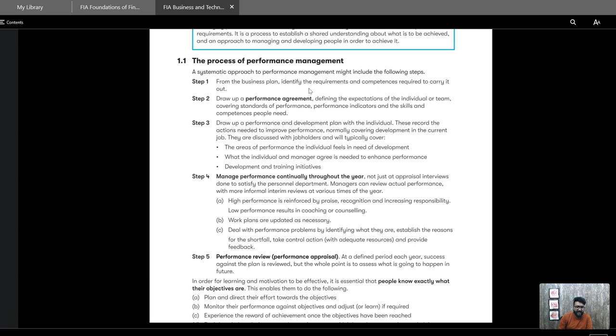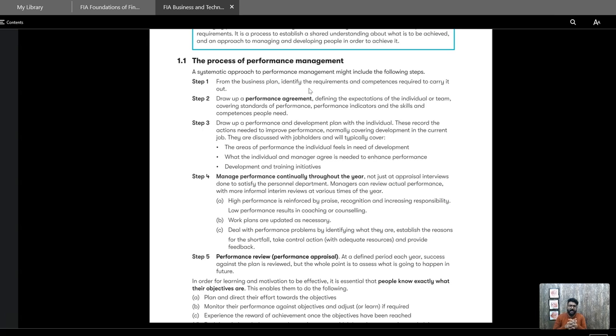Step 2, draw up a performance agreement defining the expectation of the individual or team, covering standards of performance, performance indicators, and the skill and the competence people need. So we have to have a performance agreement wherein we are defining the expectations of the individual or team. Third one, draw up a performance and development plan with the individual. We have to draw up a performance and development plan for an individual, and ensure that plan is actually working, covering the areas of performance the individual feels in need of development.